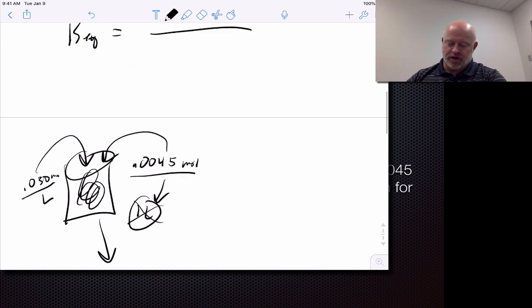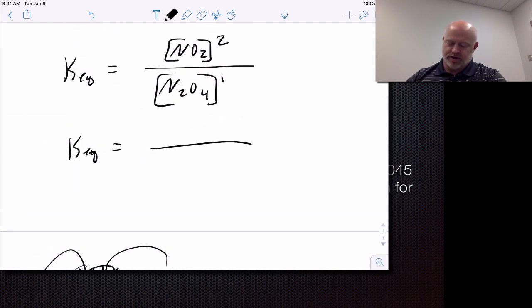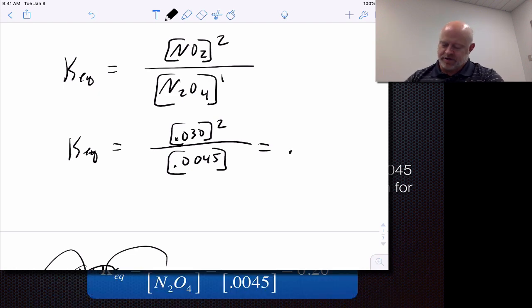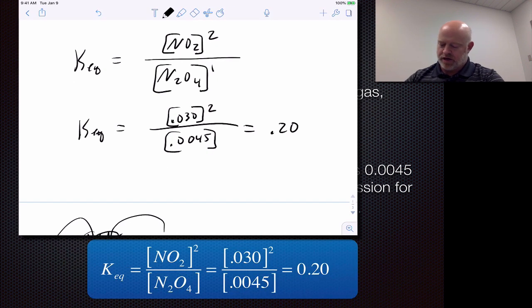Okay, so knowing that, what we're able to do is say, well, the NO2 is 0.030, and we want to square that, and we have 0.0045 concentration for the N2O4, and if we put those two together, then we get an answer of 0.20. And there is no label here because we do not have units on this, because it's concentration divided by concentration. So there's no label here, okay?